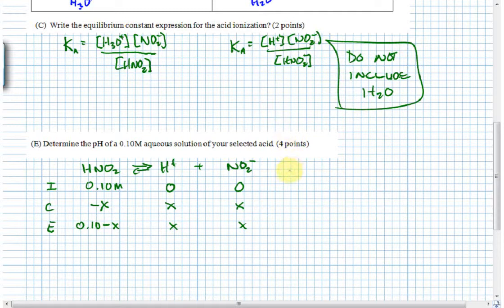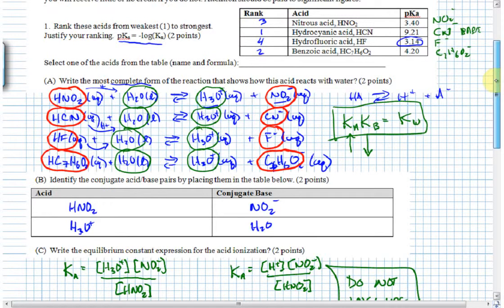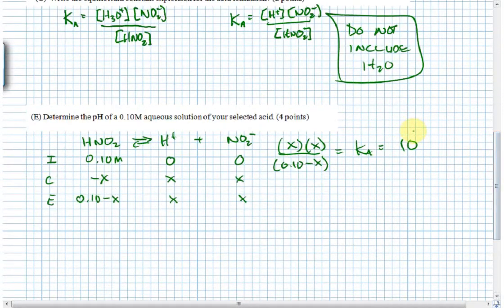We plug those into the equilibrium expression. X times X over 0.10 molar minus X equals the Ka. The Ka is going to be equal to 10 raised to the, for nitrous acid, pKa was 3.4, so to get the actual Ka, we're going to raise 10 to the minus 3.40 power. Again, Ka is going to equal 10 raised to the negative pKa. So the same approach you would take for determining the hydrogen ion concentration if you're given the pH.